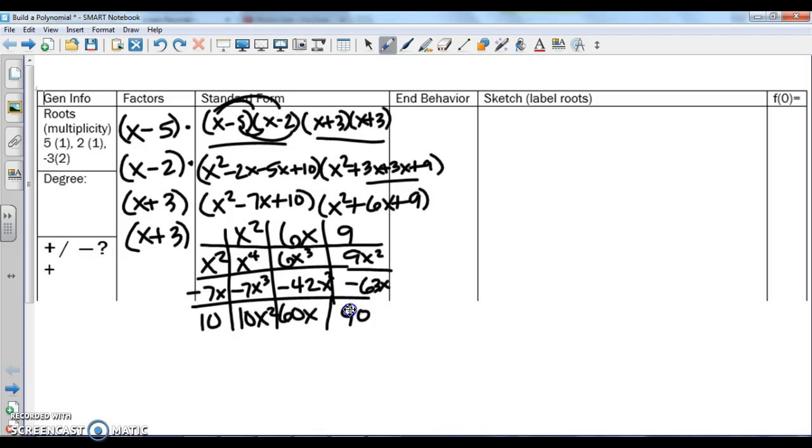Okay, so we're just going to add our like terms in here. This is part of the problem, so these are not part of my answer. X to the 4th is by itself, so I'm going to write x to the 4th. Add these, and I get negative 1x cubed, so I'm going to write negative x cubed.